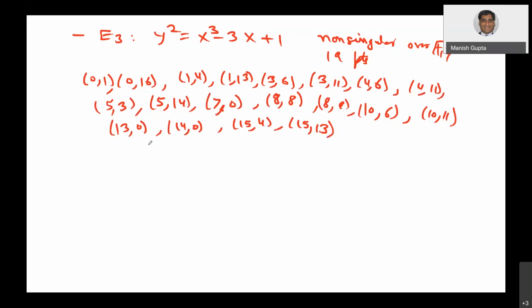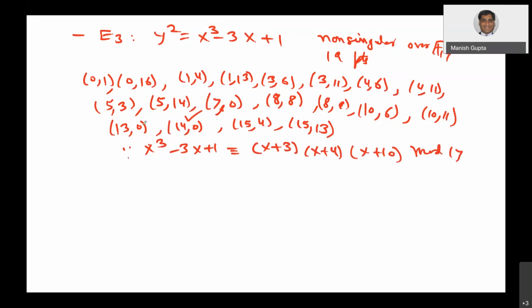Now, since x cube minus 3x plus 1 can be factored as (x plus 3)(x plus 4)(x plus 10) mod 17, that's why there are 3 points like this with y component 0. Okay.